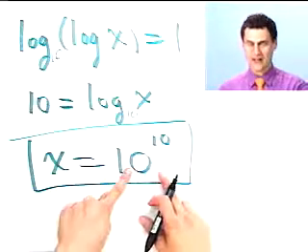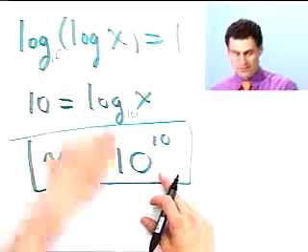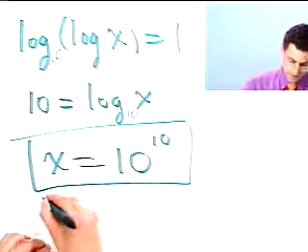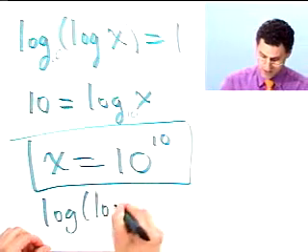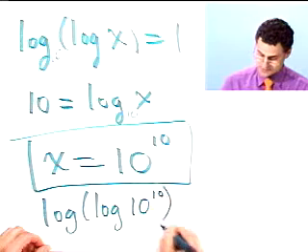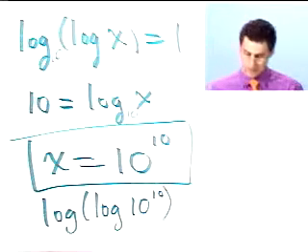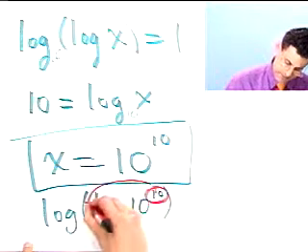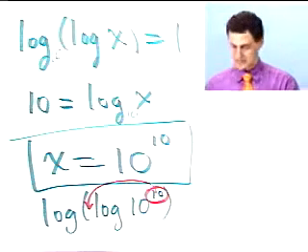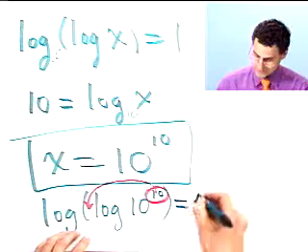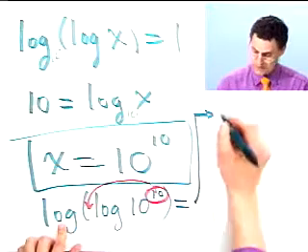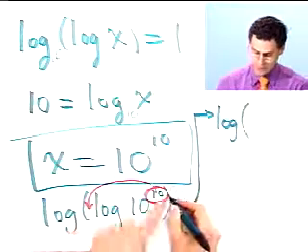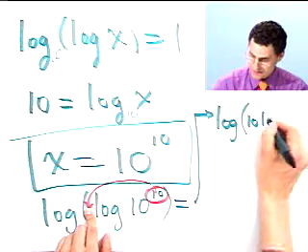And again, you can check your answer, and you should check your answer because you've got logs there, by plugging this in. So what's log of 10 to the 10? Let's think about that. What do I do? Well, first of all, this little 10 exponent can be pulled out in front of this. So that equals 10 log of 10.